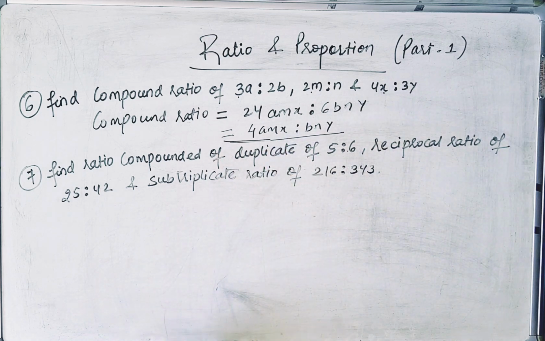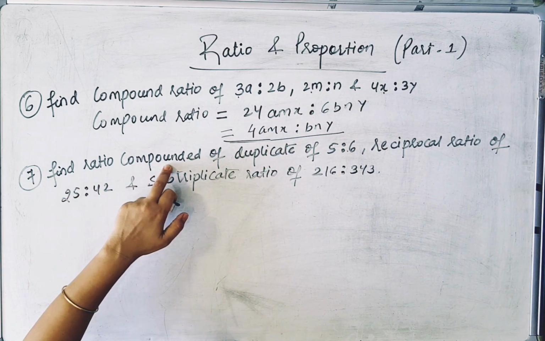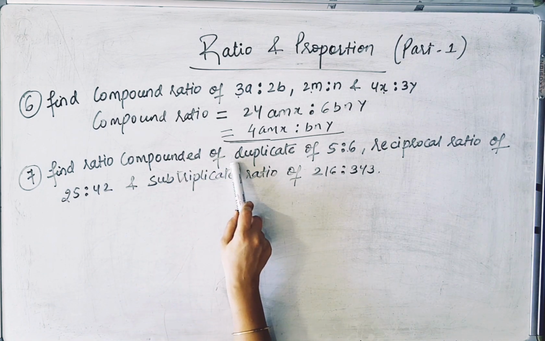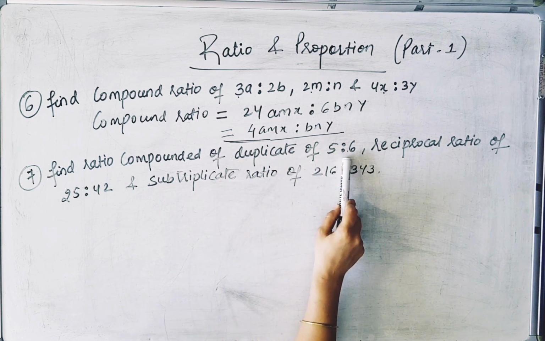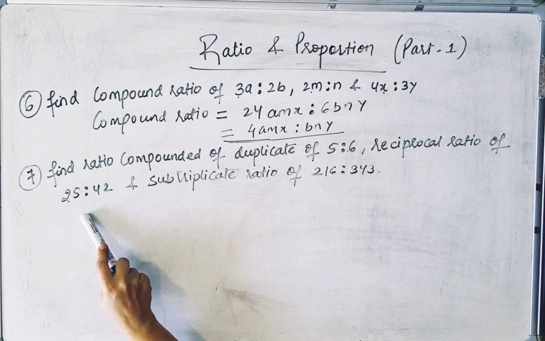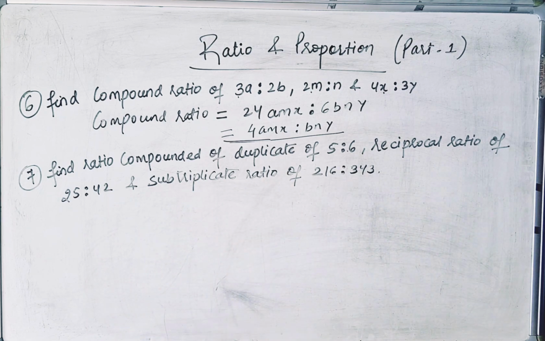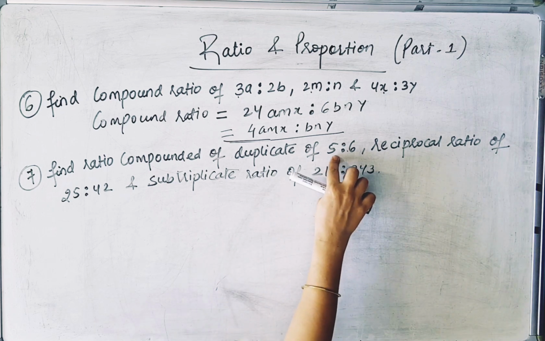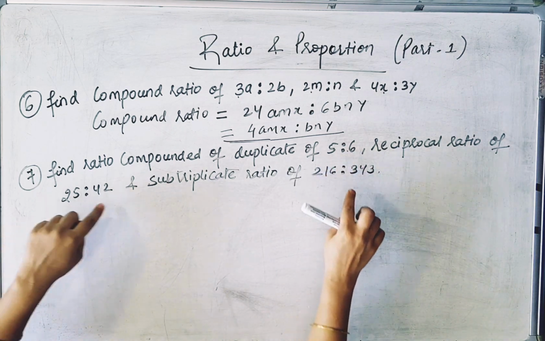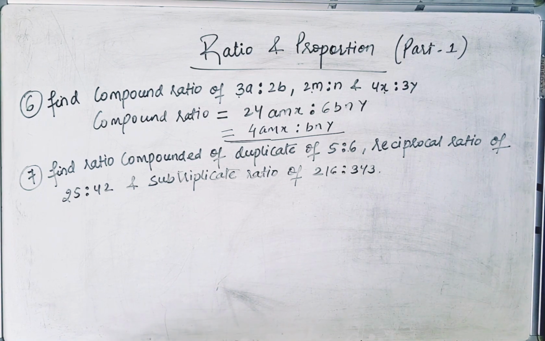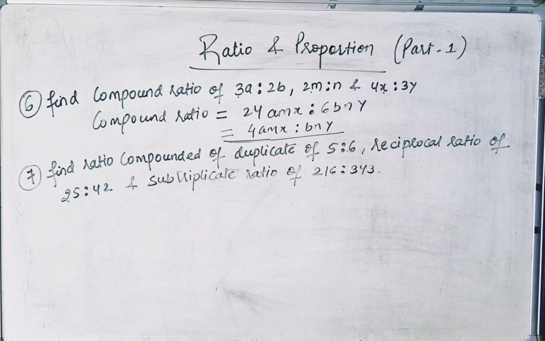Now see the next question. Find the ratio compounded, that means again we have to find the compound ratio only. But of what? Find the ratio compounded of the duplicate of 5 is to 6, reciprocal ratio of 25 is to 42, subtriplicate ratio of 216 is to 343. That means for this we find the duplicate, for this the reciprocal, and for this the subtriplicate. We'll get three ratios and then we have to find the compound ratio of these three ratios.